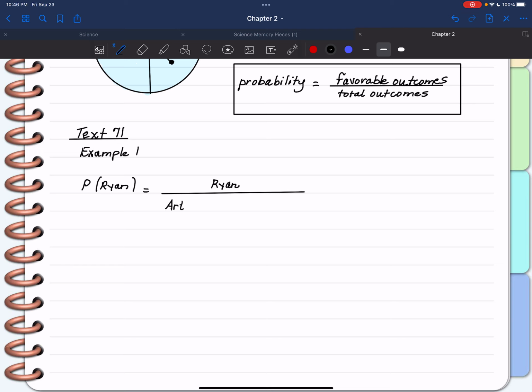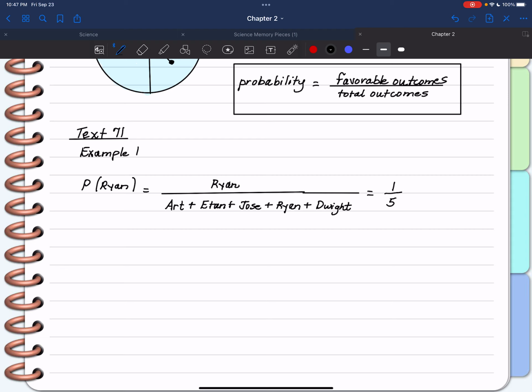That would be Art or Eaton or Jose or Ryan. Ryan gets included, or Dwight. And I'm not going to do this every time, but I want you to see where this is coming from. So there is one Ryan out of 5 men on the bottom. So the probability is 1 out of 5.